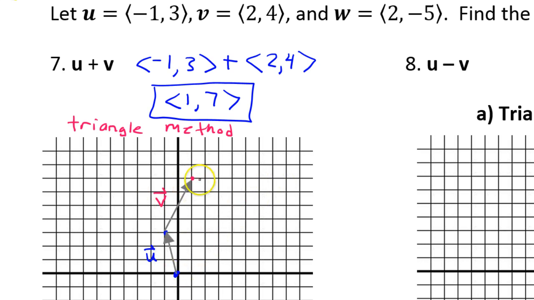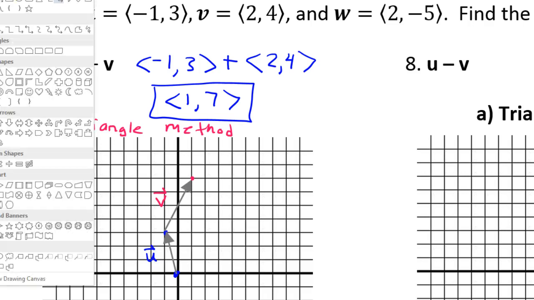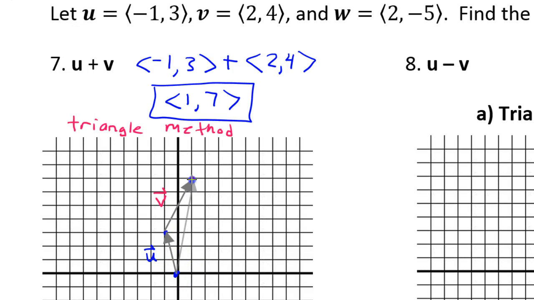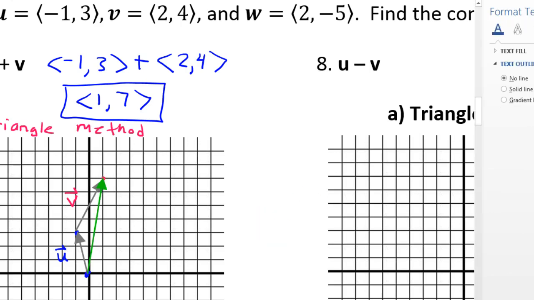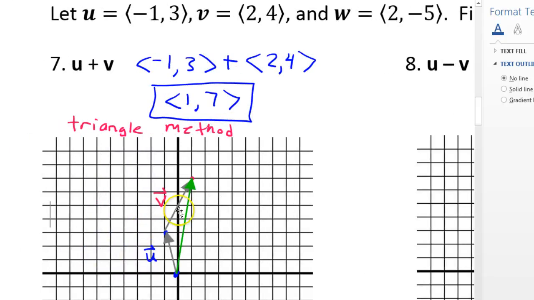Now, the sum of these vectors will be the vector that goes from the initial point of the first vector all the way to the terminal point of the second vector, from the beginning all the way to the end of both vectors. Okay, so if I draw my vector one more time, from the beginning all the way to the end, that is going to be the sum. Maybe I'll make it green. All right, so there you go. And so notice as I look at my vector u plus v, look at the horizontal component and the vertical component. It is over 1 and up 7, just like we got algebraically.